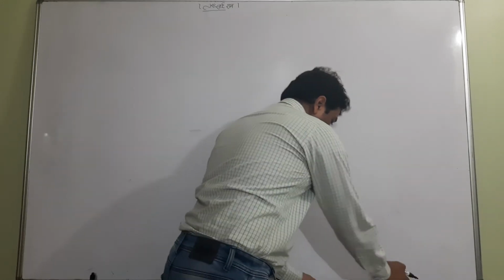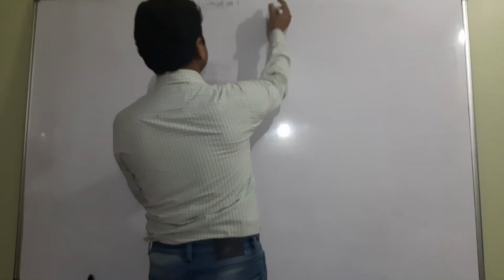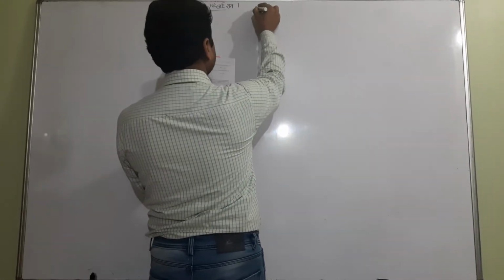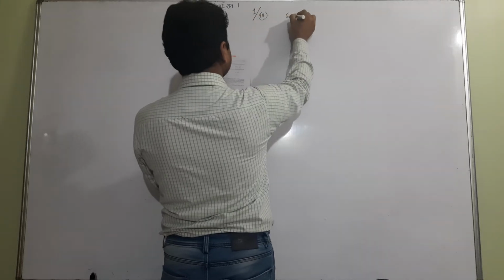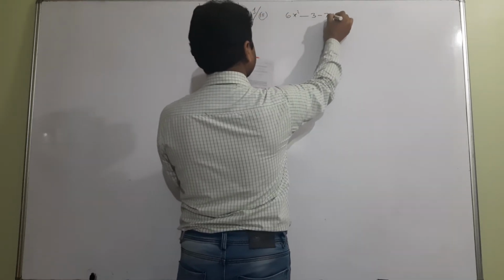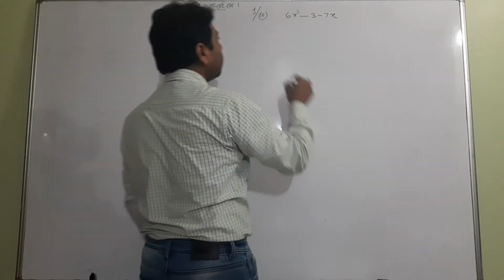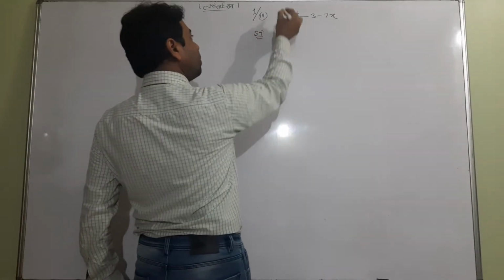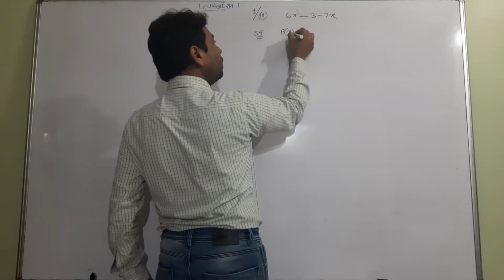Let's see one more question. Question number 3 of question 1 of the exercise: 6x square minus 3 minus 7x. This is a polynomial. Solution, the statement is very similar. I'm not writing that often.